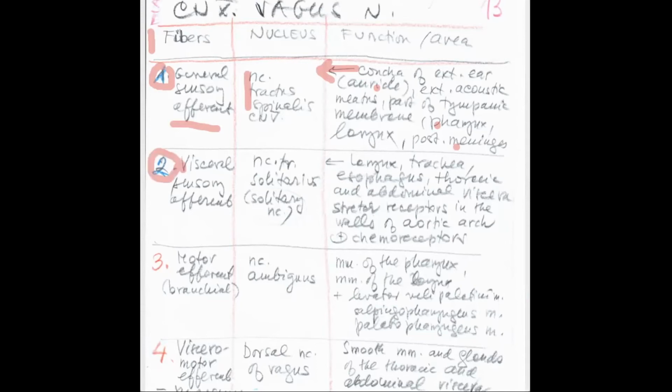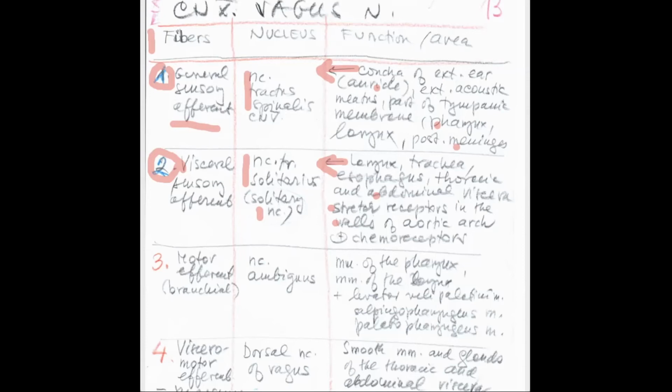The second type of fibers are the visceral sensory, afferent. Again, the nucleus of the solitary tract, the same. And then we see that it receives information from the larynx, trachea, esophagus, thoracic and abdominal viscera. So there's a large area, the biggest one among all the nerves which originate from the brainstem. Then the abdominal viscera. There are typical stretch receptors in the walls of the vessels, of the arteries, typically the aortic arch, where we see the baroreceptors or stretch receptors, and also chemoreceptors controlling the pH of the blood.